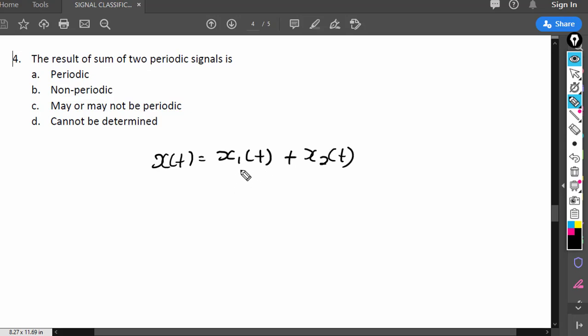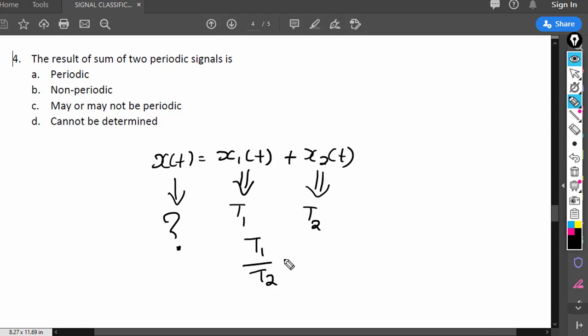So say the first signal is periodic with fundamental period T1, and let us say the second signal is also periodic with fundamental period T2. Now the question is, whether the sum of these two, which is x of t, is periodic or not. This depends on what? It may or may not be periodic, depending upon the ratio of T1 and T2.